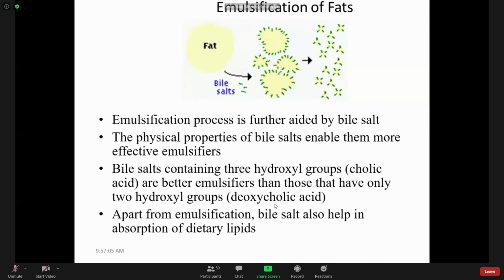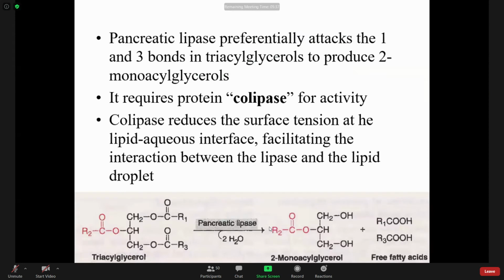Apart from emulsification, bile salts are also necessary for the absorption of dietary lipids. Pancreatic lipase preferentially attacks the first and third bonds in a triacylglycerol to produce a monoacylglycerol.